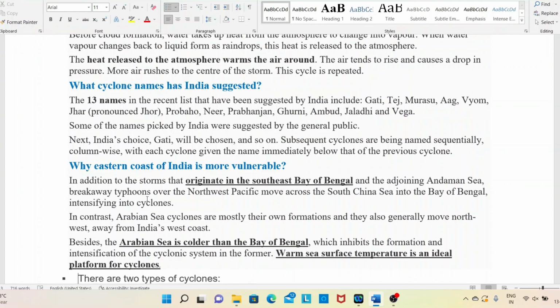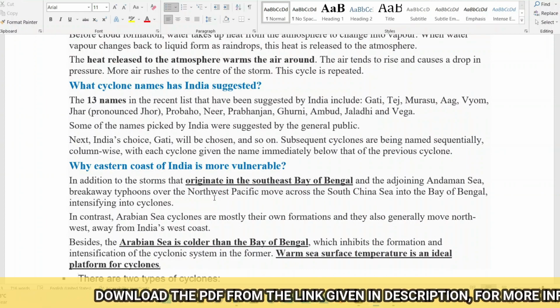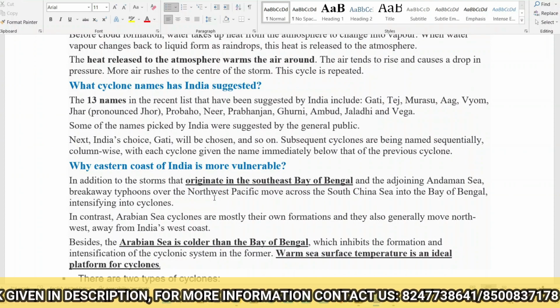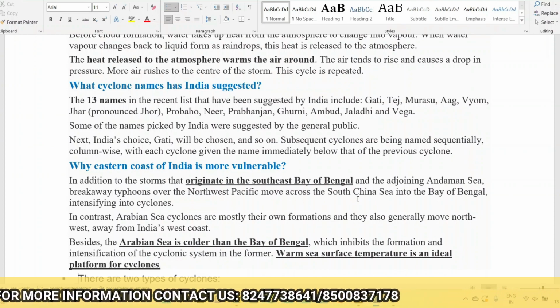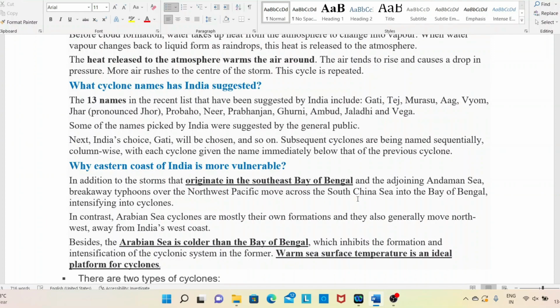In addition to the storms that originate in the southeast Bay of Bengal and adjoining Andaman Sea, the breakaway of typhoons over the northwest Pacific move across the South China Sea into the Bay of Bengal, intensifying into cyclones.